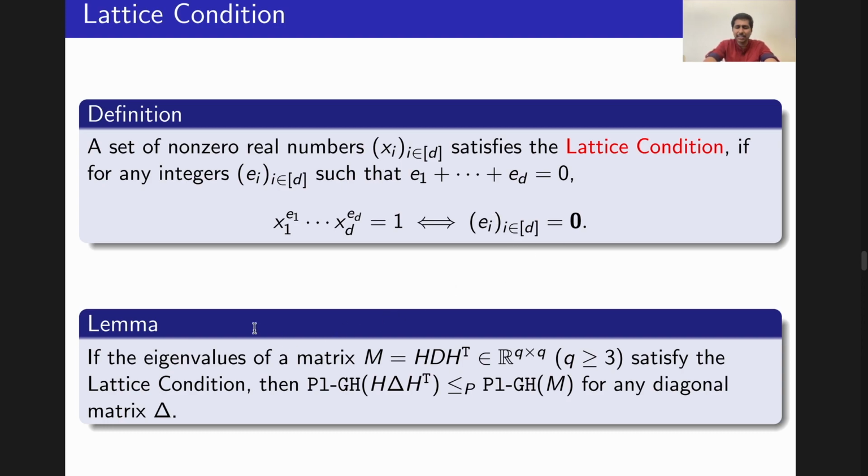And we will then use, again, results that are techniques that are well known in the literature called interpolation by stretching to prove the following lemma. We can show that if the eigenvalues of the matrix M satisfy the lattice condition, then for any diagonal matrix delta, planar GH of H delta H transpose reduces to planar GH of the matrix M.